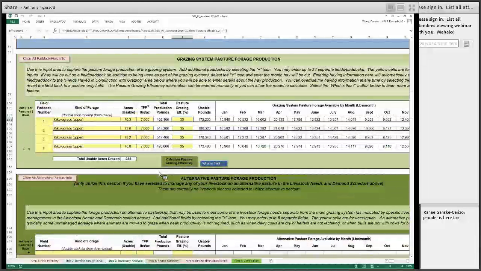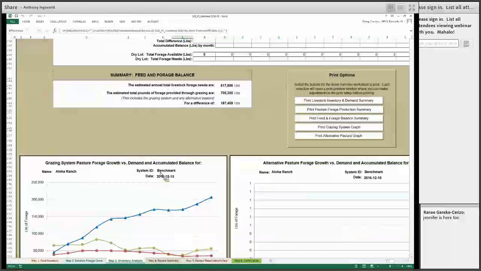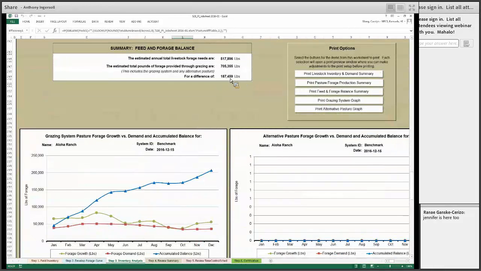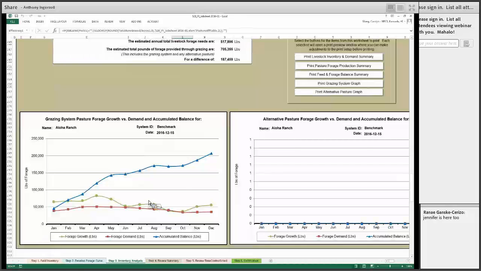What did that do? We're going to leave our benchmark herd the same, and we're going to go down and see what that did to our feed and forage balance. So we now have a difference of 187,000 pounds of forage. That's quite a difference. The first time it was a surplus of, did I print that? I didn't. The surplus was just under 60,000 pounds. And you can see our graph looks really different too. We're accumulating all this feed because we're understocked now, and we're more efficiently using the pastures in the way that we've got them cut up.